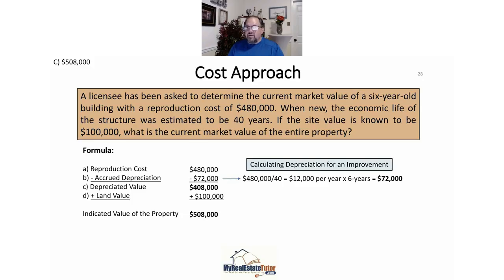Okay. Very easy. Just take your reproduction costs. They give it to you. You've got to calculate your accrued depreciation, but they give you 40 years. So I'll take 480,000 divided by 40. I get $12,000 per year. Well, the building's 6 years old, so it's depreciated only $72,000 up through 6 years. If I subtract that from my reproduction costs, I get 408, and then I'm going to add the land back in. Okay, so an appraiser would appraise this at 508,000.